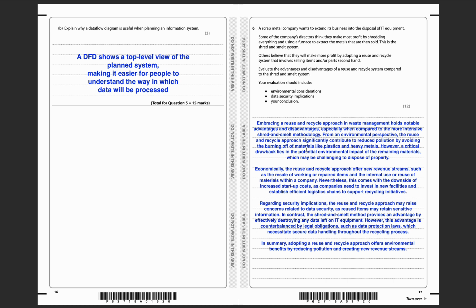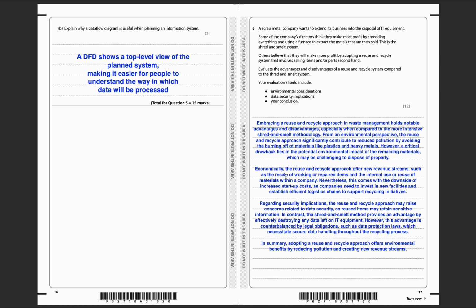because there is less pollution. When we are melting metal or plastic or anything, there is a chance of pollution, right? However, a critical drawback lies in the potential environmental impact of the remaining material, which may be challenging to dispose of properly. If we reuse, that means there will be more material, and plastic, this type of thing, is not easily disposable. So this is one of the disadvantages.